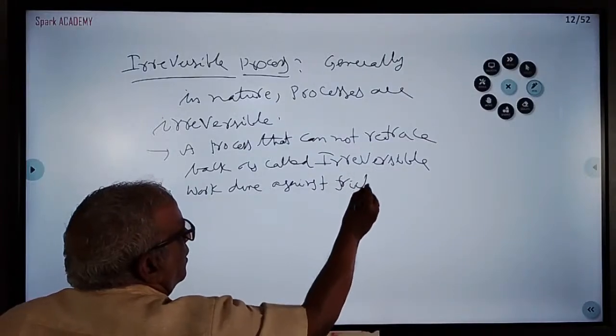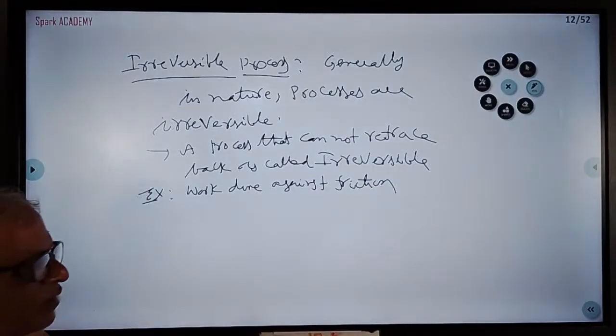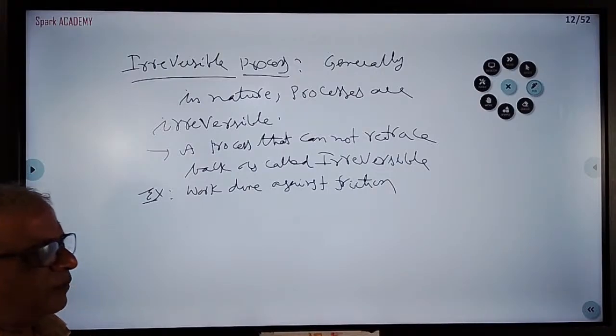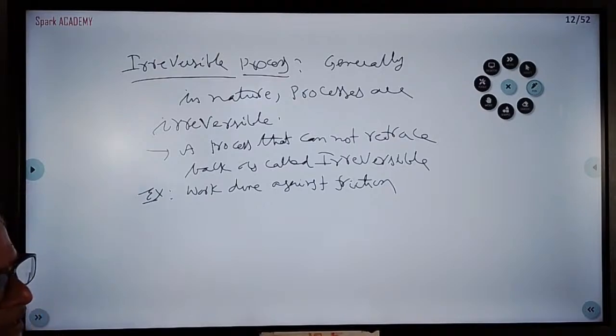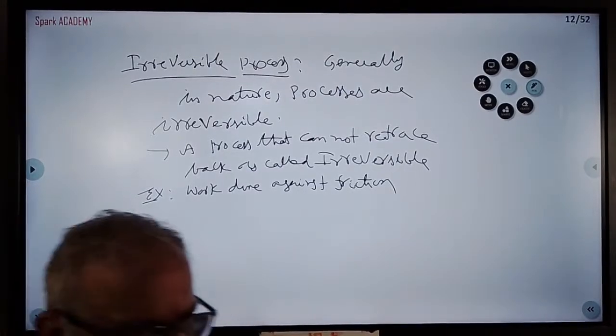What is the meaning of that? For example, you are doing work against friction, heat is generated. With the help of that heat, again you cannot run the vehicle. For example, a vehicle is running, and with the help of brakes you are stopping it. Between tires and road, friction will be there, and due to friction it will stop. Heat energy is generated, but heat energy cannot be completely converted to kinetic energy again to run the vehicle. So in nature, most of the processes are irreversible. Work done against friction is irreversible. This is called reversible and irreversible process.